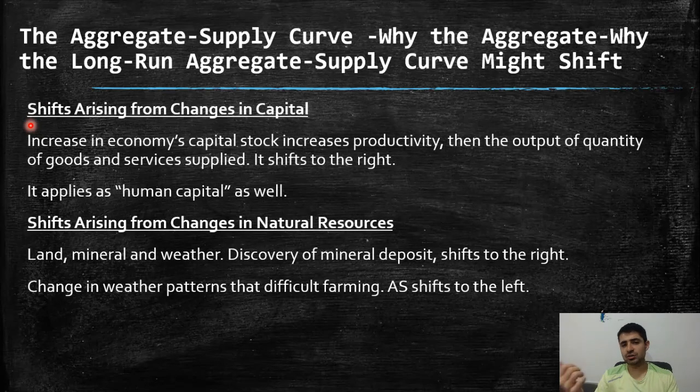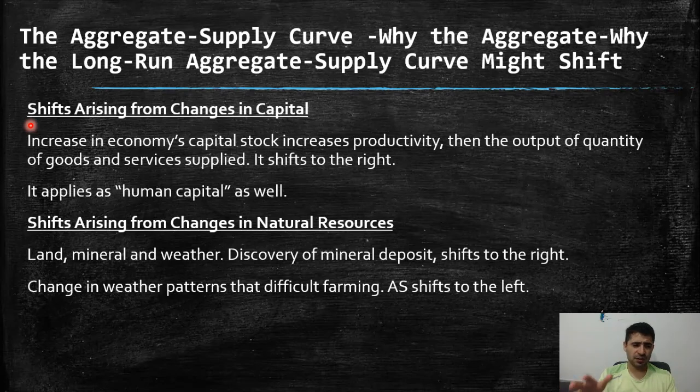Another situation that makes the long-run supply curve shift is changes in capital. Remember, when we talk about capital, we are talking about machines, plants, and even human capital, the education. Increasing the economy's capital stock increases productivity, so the quantity of goods and services supplied shifts to the right.